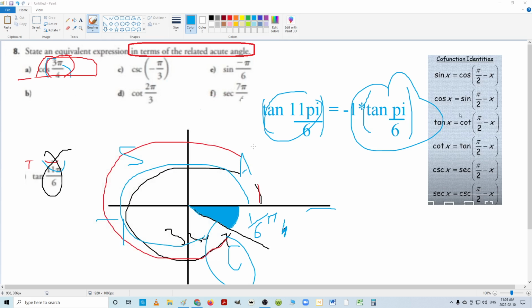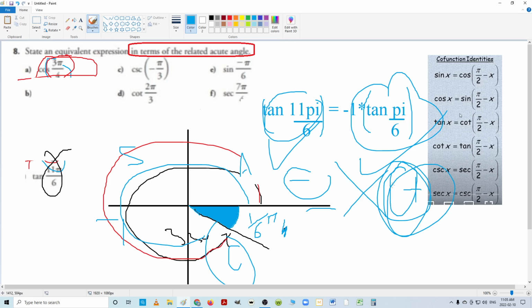That's what equivalent means. The left side must match the right side. If this one comes out negative and this comes out positive, they are not equivalent. So I must adjust the positive or negative. But it's step 1. Here's the steps.